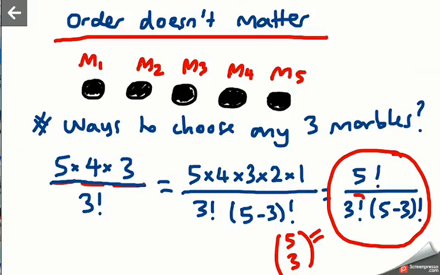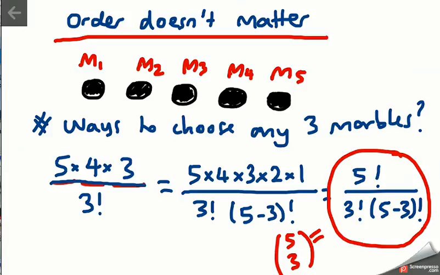That is why we divided by 3 factorial, because if order doesn't matter, when we do this calculation, each choice is counted 3 factorial different times because there are 3 factorial different orders to choose marble 1, marble 2, and marble 3, for example. Okay. So that's 5 choose 3. It's equal to 5 factorial divided by 3 factorial times 5 minus 3 factorial.